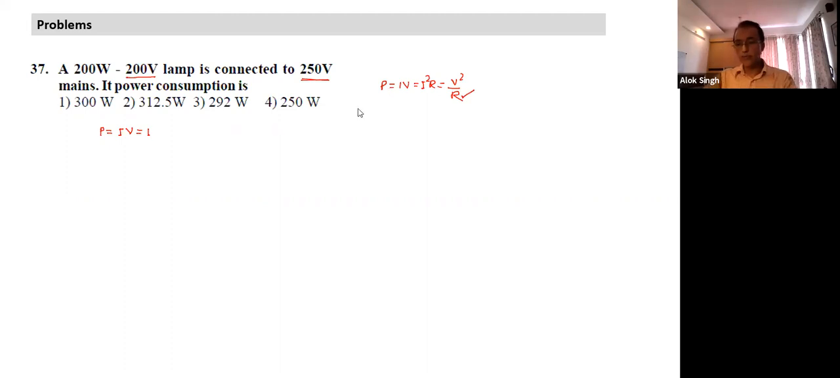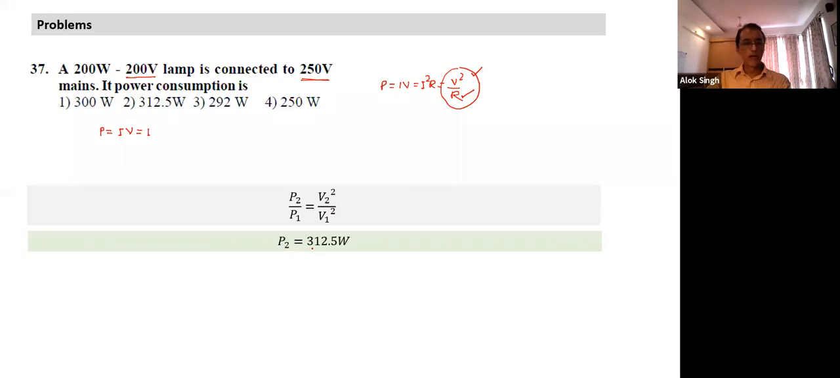So if I look at this, first thing we need to choose which formula. I had to choose this one because R is not changing. That's what you have to keep in mind. If R is not changing, then what is P? P is inversely proportional to R. P is directly proportional to V square. So P2 by P1 will equal V2 square by V1 square. Very easy. We can easily calculate. P2 comes equal to 312.5.